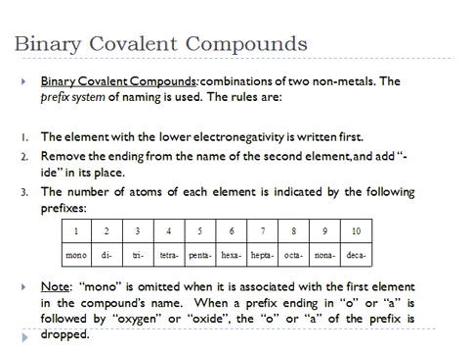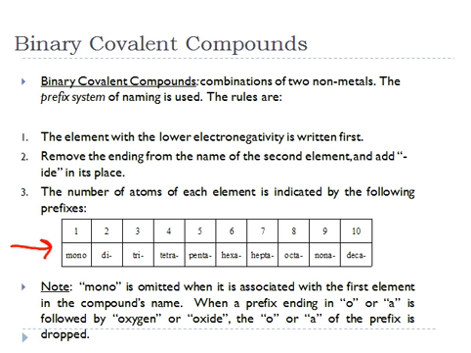Number 1, the element with the lower electronegativity is written first. Number 2, you remove the ending from the name of the second element and add IDE in its place. And then number 3, the number of atoms of each element is indicated by the following prefixes. If you have 1 of that element, it's mono, 2 is di, 3 is tri, 4 is tetra, etc. You won't see anything in this course much higher than usually 6, but I do ask that you know all the way up to 10, so know all your prefixes there.